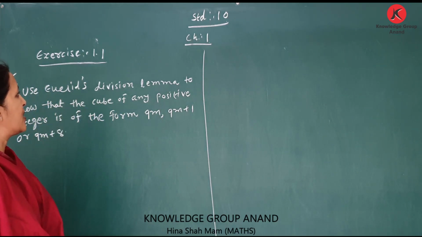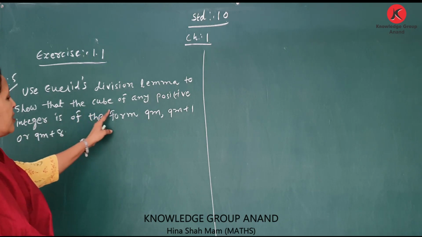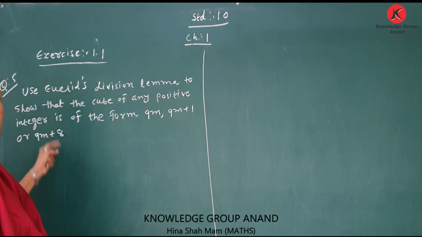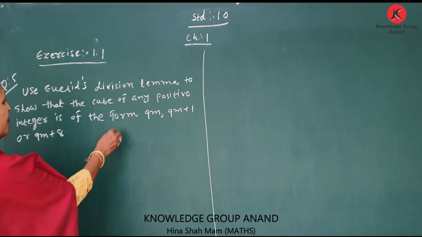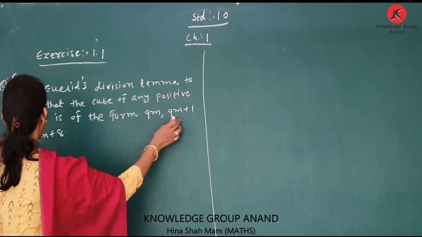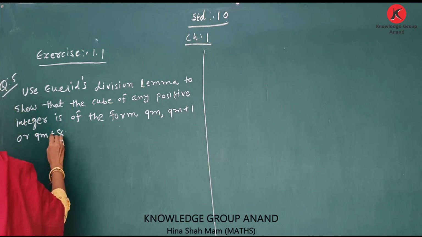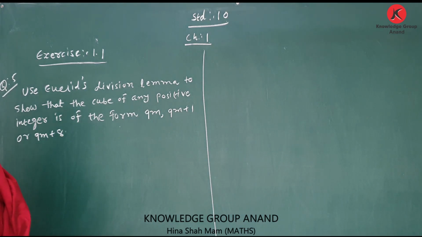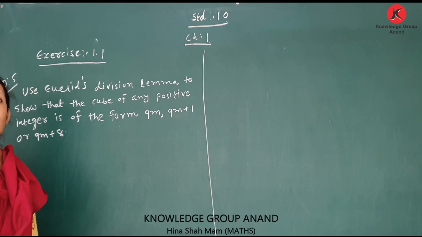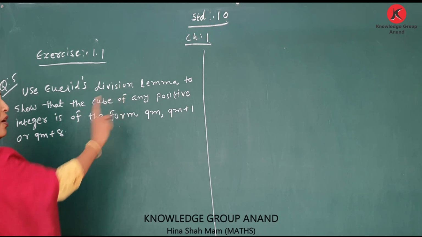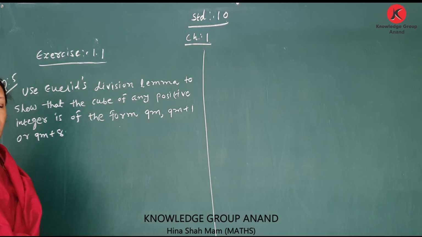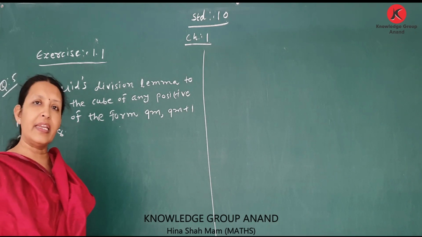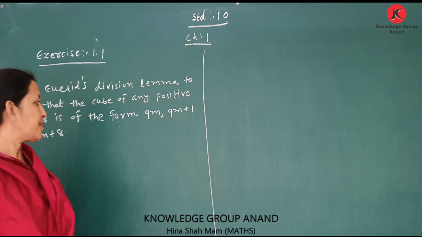Use Euclid's division lemma to show that the cube of any positive integer is of the form 9m plus 1 or 9m plus 8. Here we show that by using Euclid's division lemma, the cube of any positive integer is in the form 9m plus 1 or 9m plus 8.